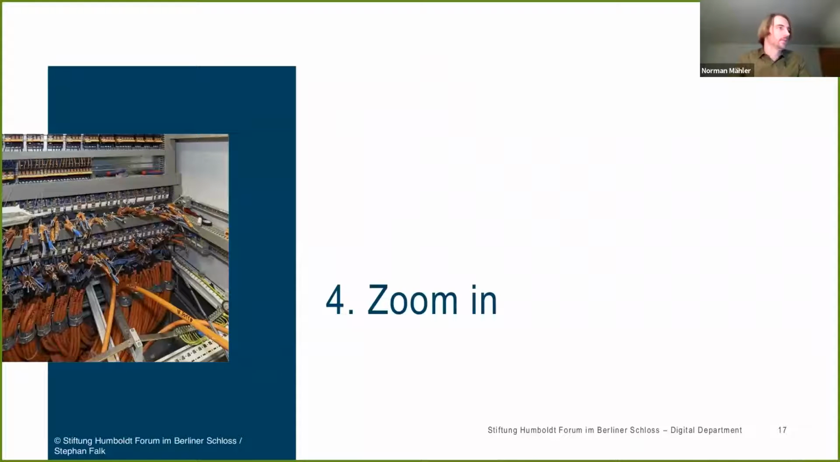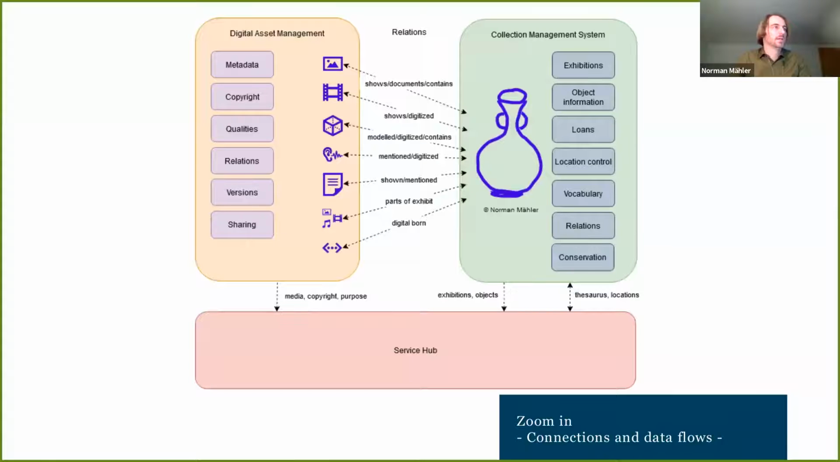How do we do that? What conclusions do we have? So we have in this image the core systems: the digital asset management in yellow on the left-hand side, the collection management system in green, and the service hub on the lower side. Every system has its own data, which it should have authority over, as Theresa said earlier, like image metadata and copyright data for the images, or the media, and the exhibitions and object information in the collection management system.